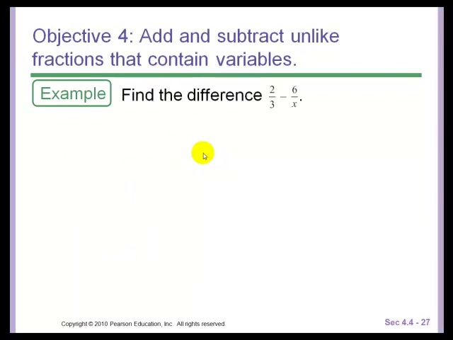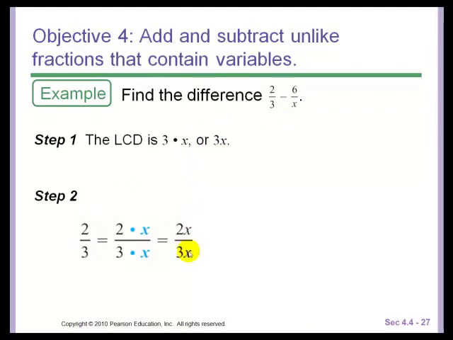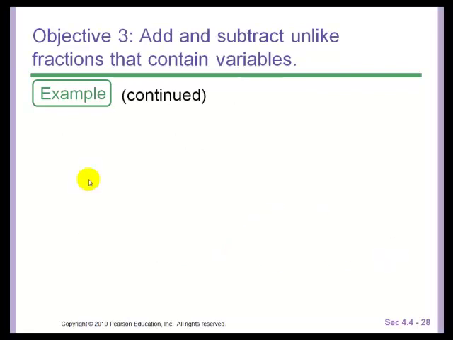Find the difference of 2/3 minus 6 over x. Again, 3 and x have nothing in common, so just multiply them to get our common denominator of 3x. To rewrite 2/3 as 3x, multiply top and bottom by x. To get 6 over x to have a denominator of 3x, multiply top and bottom by 3.